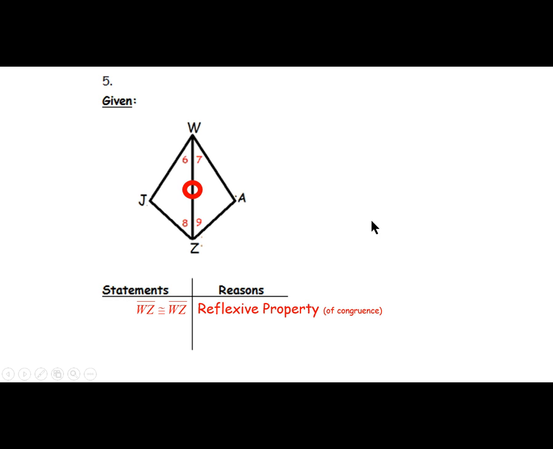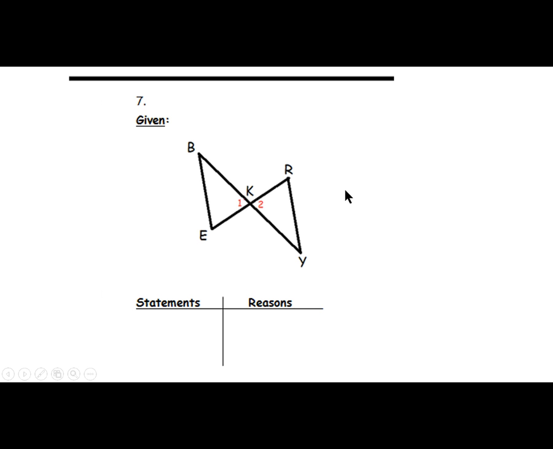All right, try another one. Here in this picture, if we were trying to prove these two triangles are congruent, there's something in the picture we can add without being told about it. What do we know is congruent? Well, we know these two angles are congruent. So what would our statement be to state that? We can say angle 1 is congruent to angle 2. What would our reason be? That is vertical angles.